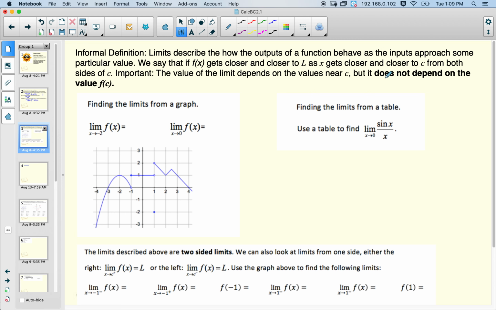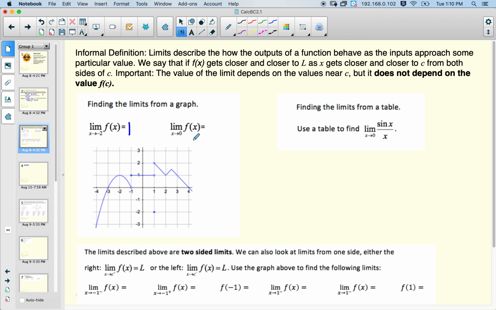It's important to remember that the limit does not depend on the actual value. It's really the behavior as the function approaches that value. So let's take a look. This here would be read like this: the limit of f of x as x approaches -2. So as x approaches -2, if I'm coming from the left-hand side, I'm approaching 1. F of x is equal to 1. And if I'm approaching from the right-hand side, f of x is also equal to 1. So the limit is going to be 1.